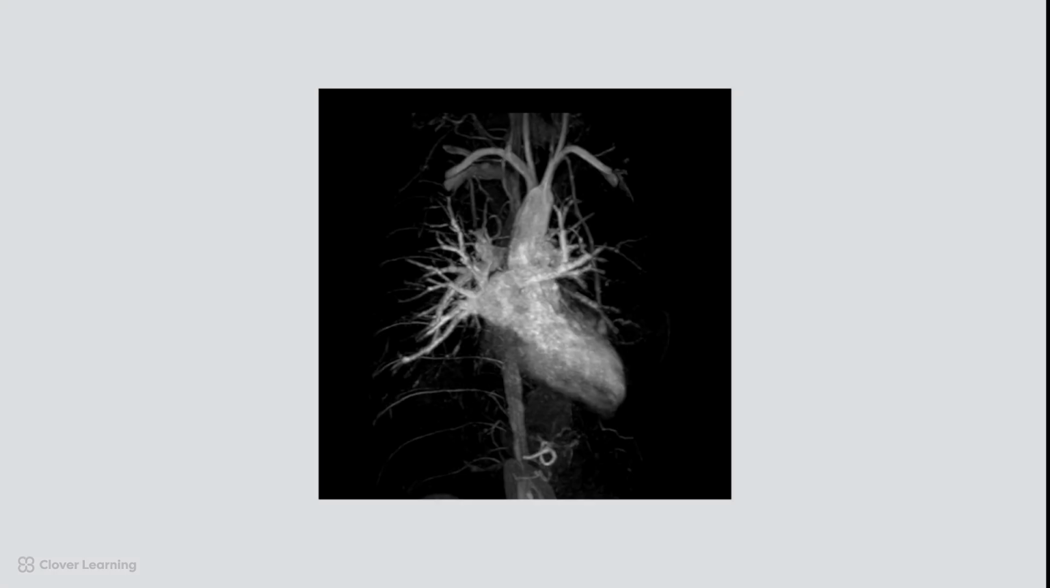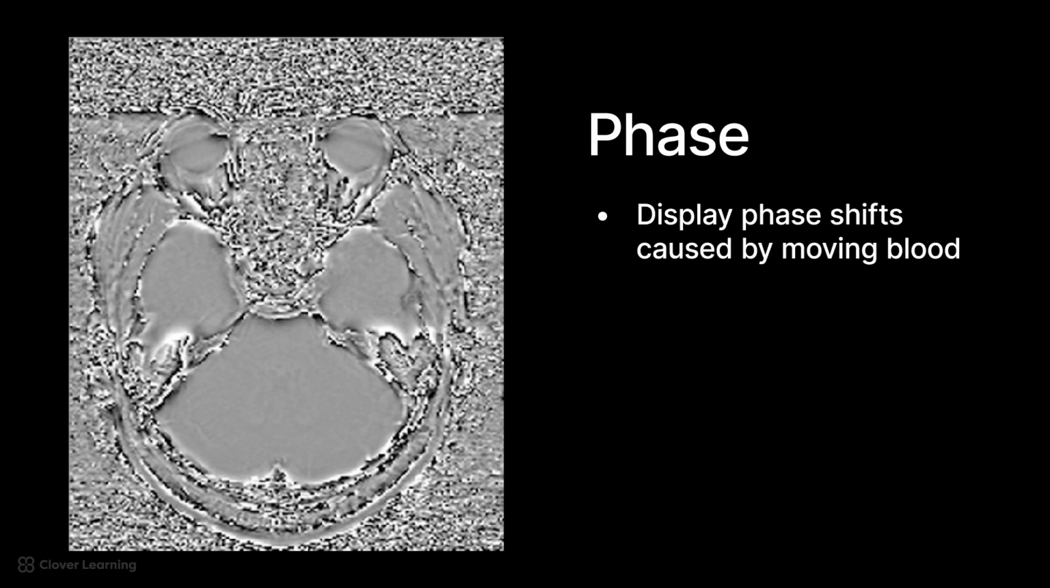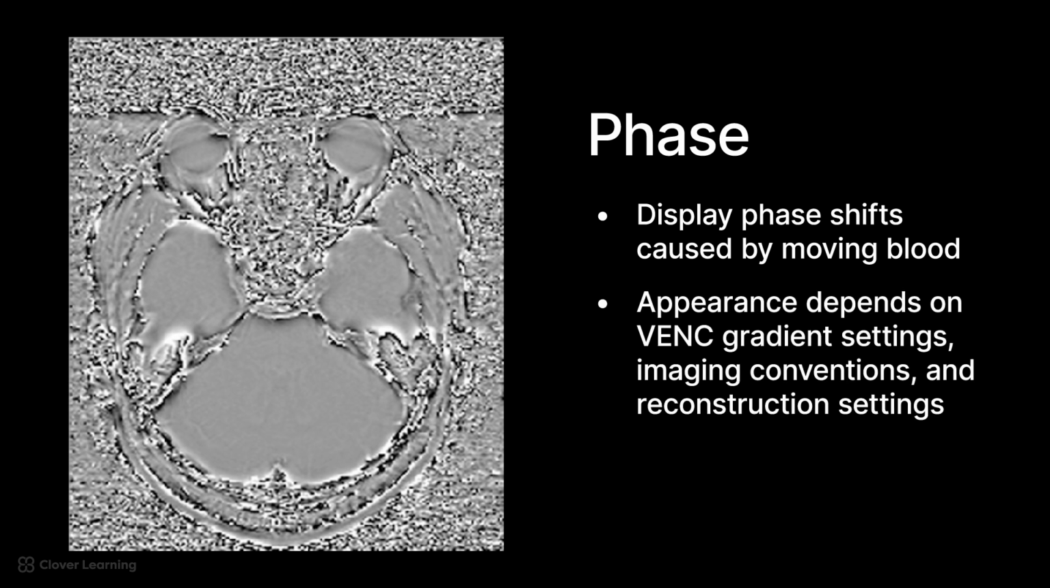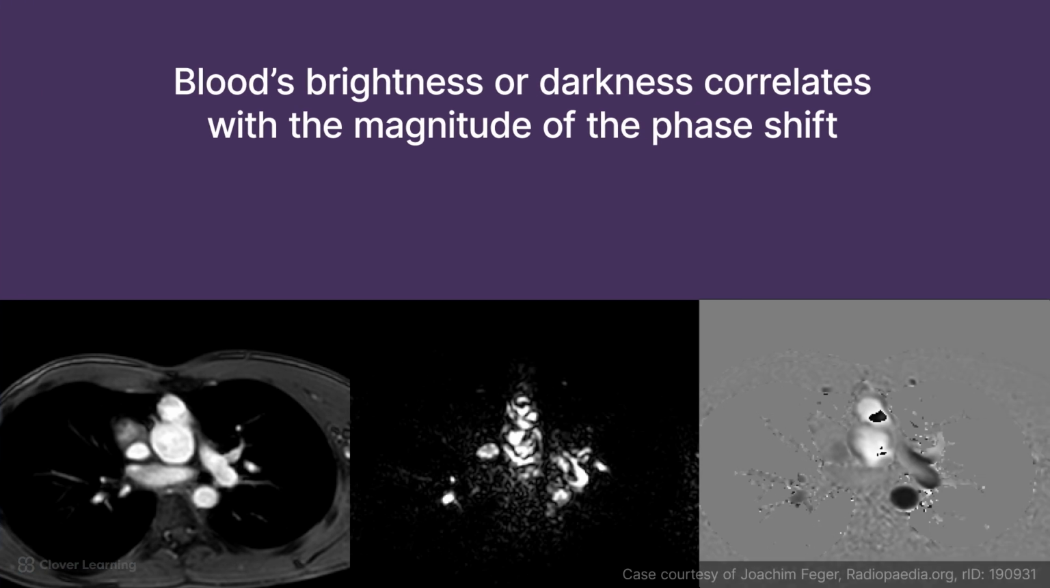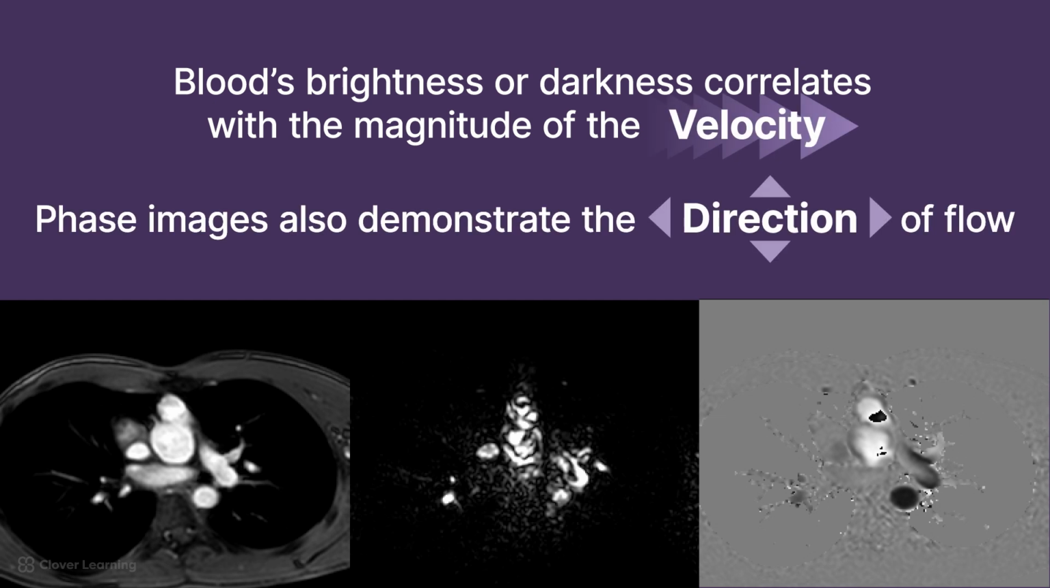flow images. Phase images display the phase shifts caused by moving blood, which are directly related to blood flow velocity. The appearance of flowing blood on a phase image depends on the Venc gradient settings, imaging conventions, and settings used during image reconstruction. Blood's brightness or darkness on a phase contrast MRA correlates with the magnitude of the phase shift, which indicates velocity. Phase images can also demonstrate the direction of flow.